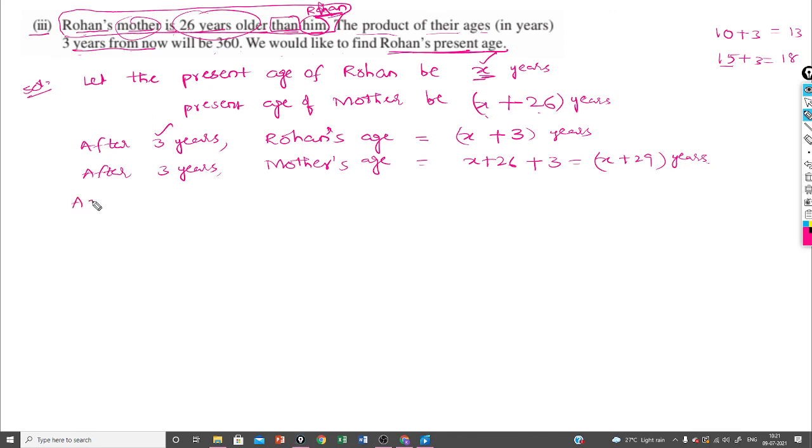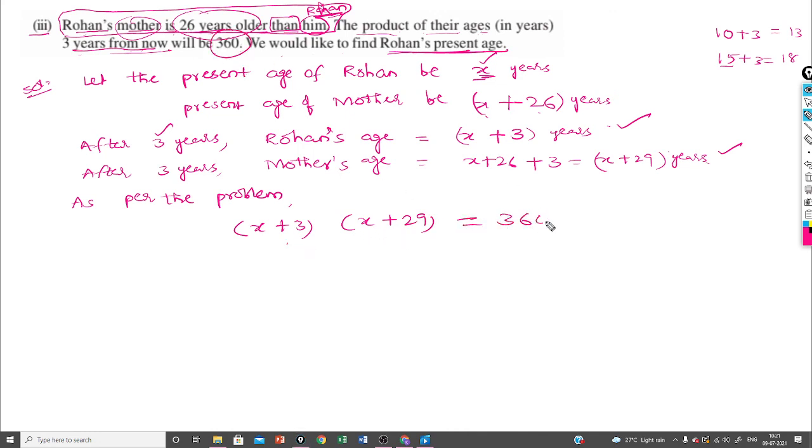As per the problem, what is given here? The product of their ages 3 years from now. So 3 years from now, their ages are X plus 3 and X plus 29. Now we have to consider only these two ages, not the present ages. So one is X plus 3, the other one is X plus 29. So the product of these two ages is how much?